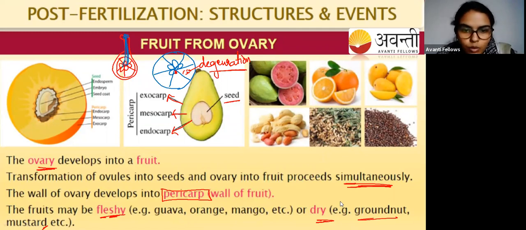Ma'am, when a mango is not ripened, it will be dry, and after ripening, it will be fleshy. Why and how, ma'am? See, Jeevan. When the mango is in the process of ripening, it will release hormones, right? So those hormones will make the cells undergo, due to the heat.